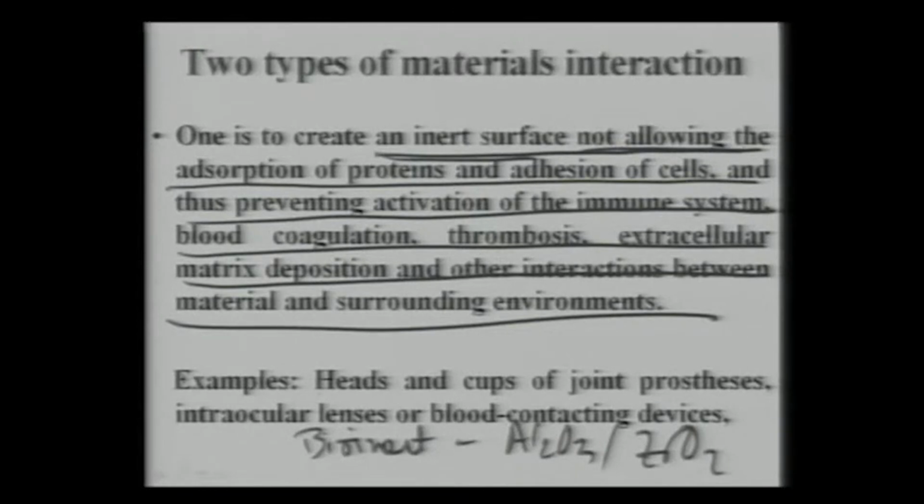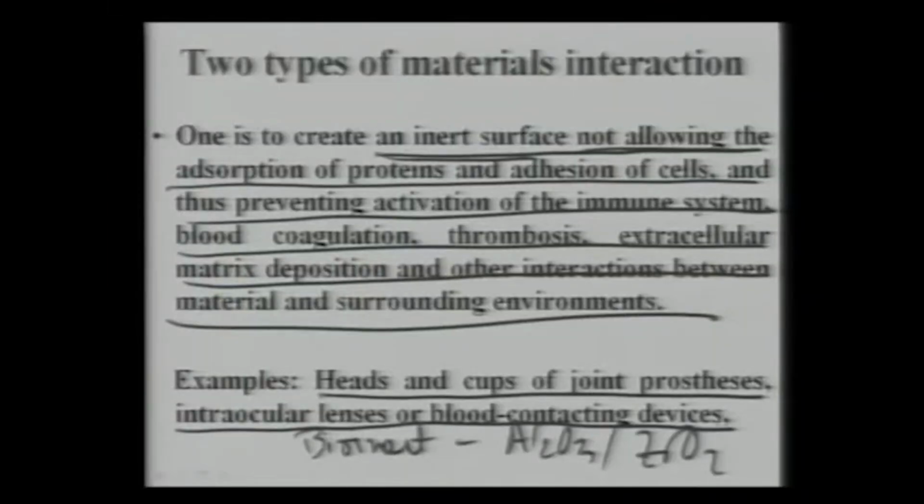Examples are the heads and cups of joint prostheses, intraocular lenses, and blood contacting devices. Blood contacting devices means things like heart valves. Heads and cups of joint prostheses means you have the stem, the acetabular cup, and the femoral ball head. The femoral ball and acetabular cup do not essentially require this kind of tissue formation, because they are essentially mechanical devices. So those bones or tissues do not require any biologically active materials. So within the bio-inert materials, if you use them, that is perfectly okay.